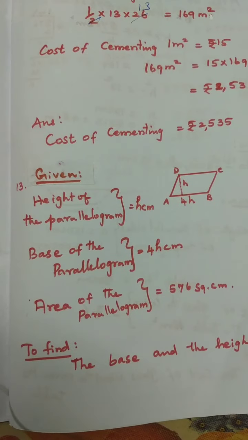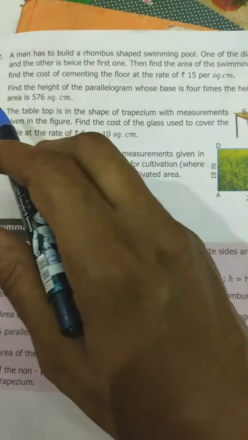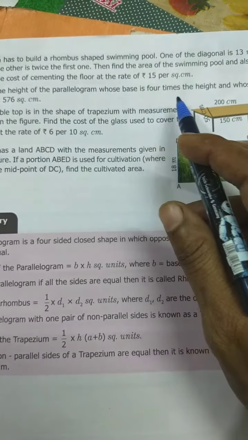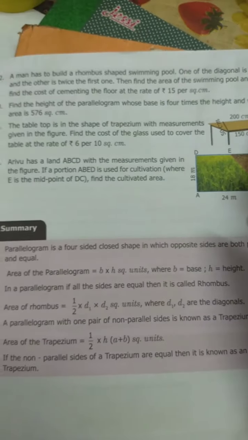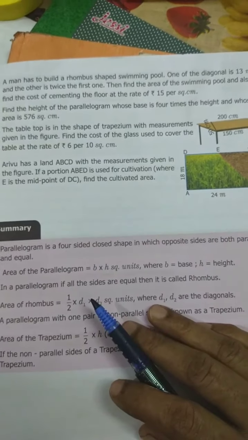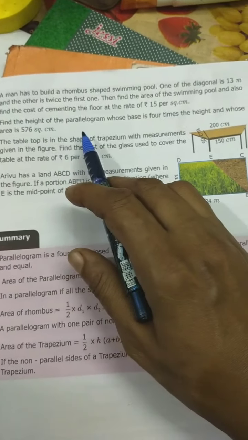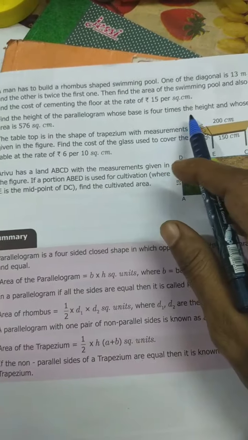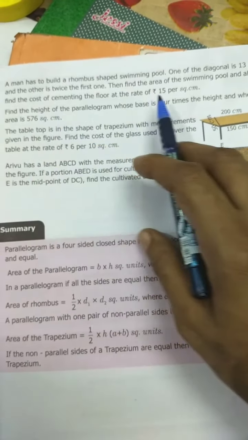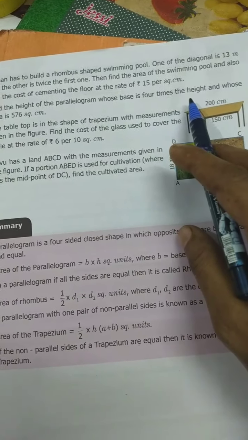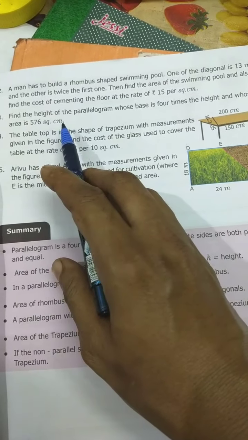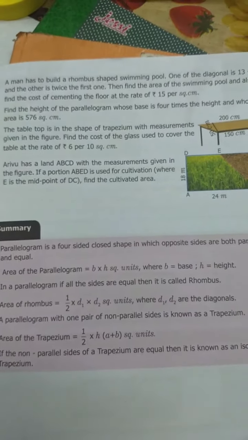Then we shall see the 13th problem. Find the height of the parallelogram whose base is 4 times the height and whose area is 576 square centimeter. If the height is h, then the base is 4 times h, 4h, and whose area is 576 square centimeter. Then you have to find the height and base.